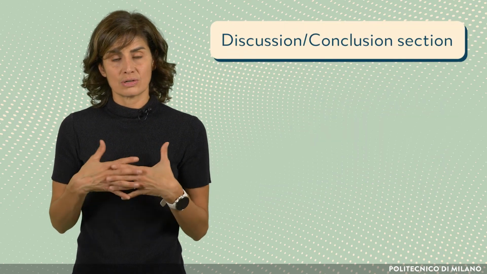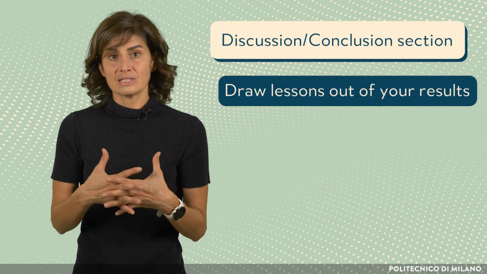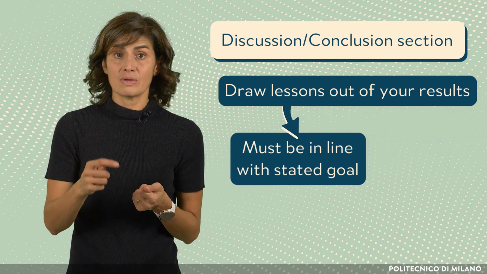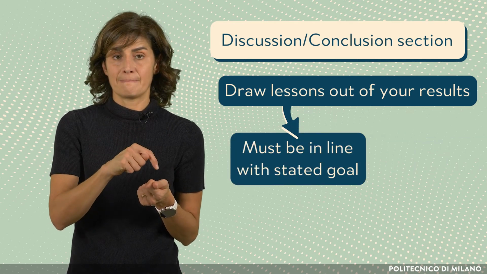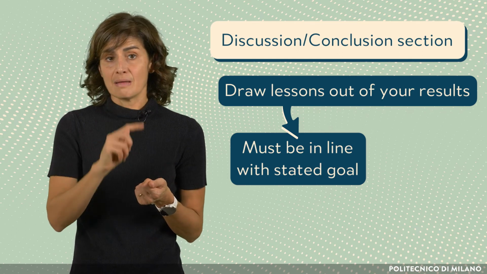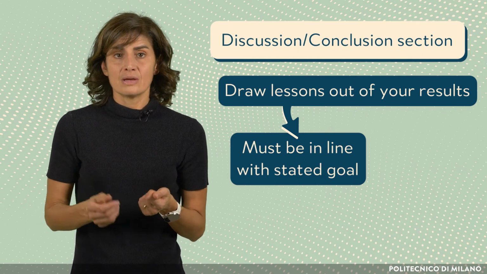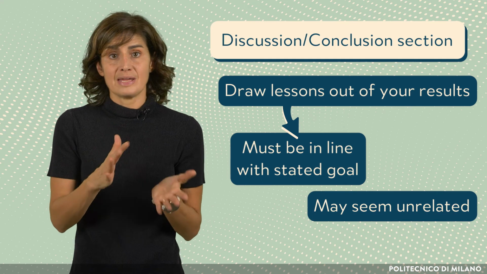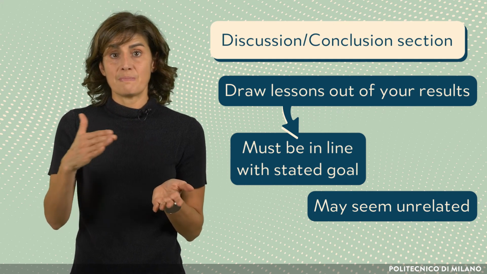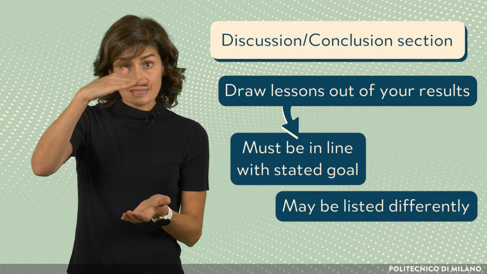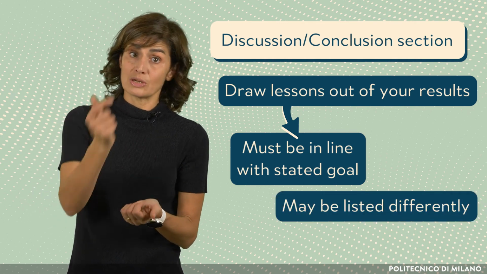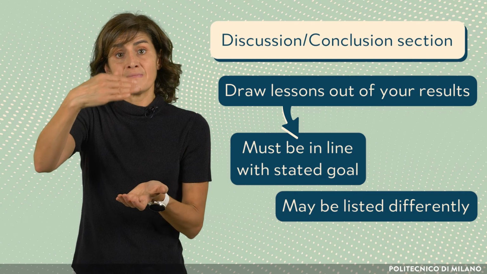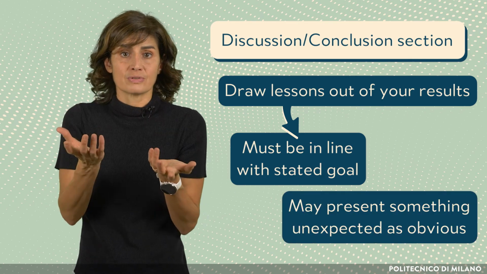In the discussion or conclusion section, draw lessons out of your results. The lessons must be in line with the stated goal of the study. Again, it may sound obvious, but this is often not the case. Results sometimes seem to be, if not unrelated, poorly related to the stated goal or goals of the paper. Maybe they are listed in a different order with respect to the goals, with something less relevant coming first, and with something unexpected introduced as obvious.